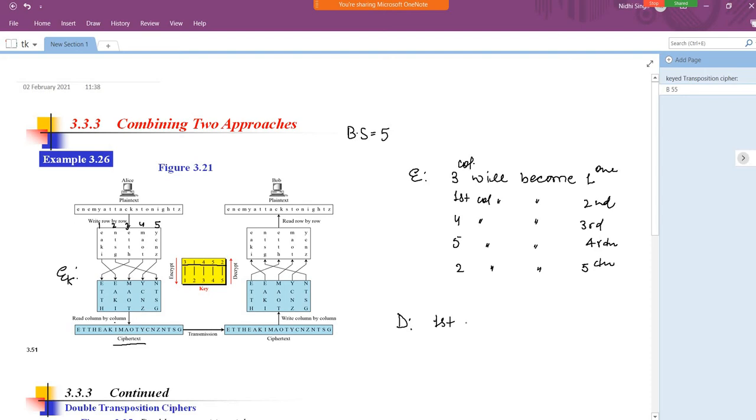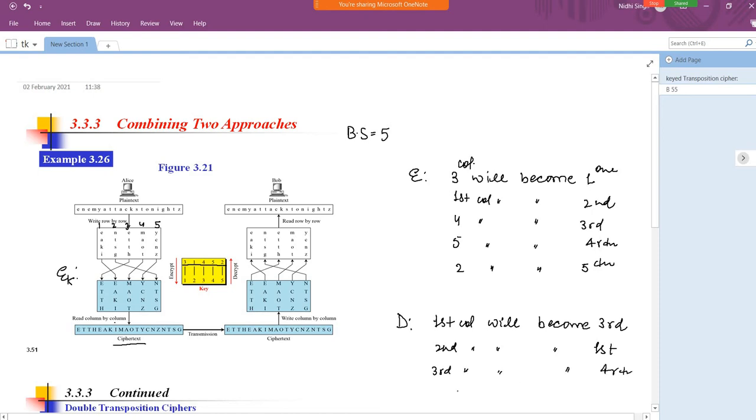First column will become third. Second column will become first. Third column will become fourth. Fourth column will become fifth. And last, fifth column will become the second. So you can understand from this diagram that the first column will become the third one. What is the first column? E, T, T, S, and it will become the third one.